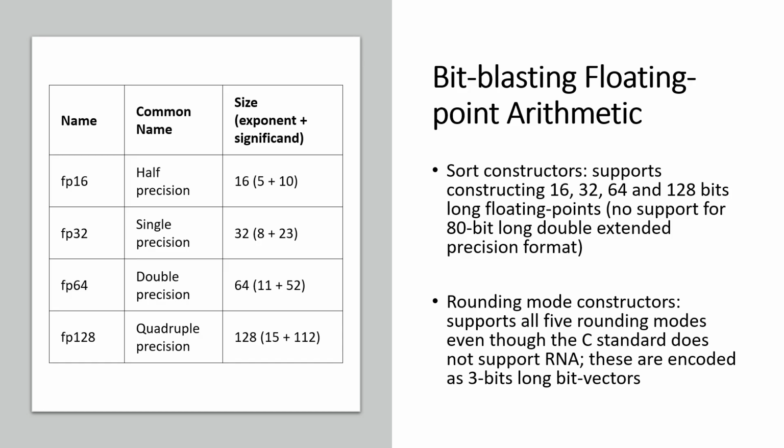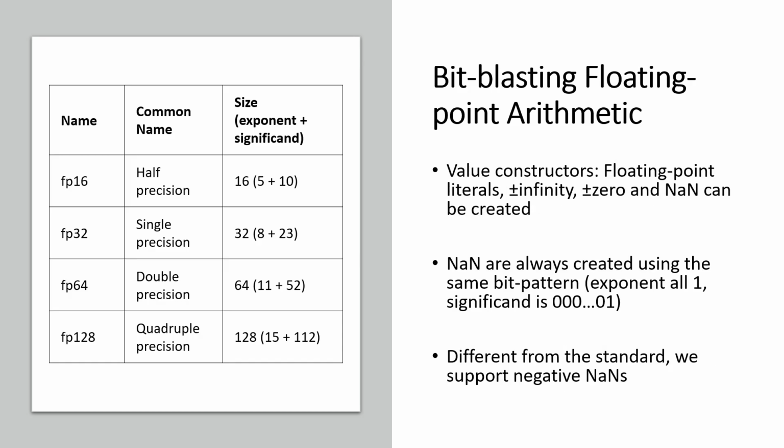The floating point API supports all rounding modes, even though the C standard does not support RNA. These are encoded as 3-bit long bit vectors. Floating point literals plus and minus infinity, plus and minus 0, and NaNs can be created in our floating point API. All algorithms in our floating point API assume one hidden bit in the significand.